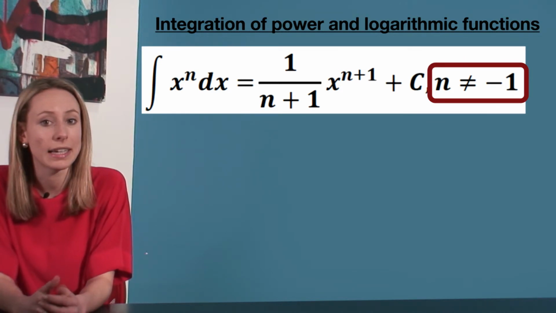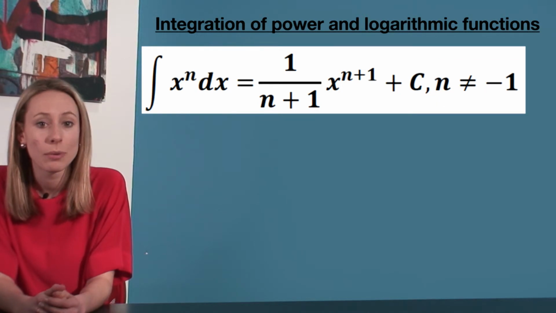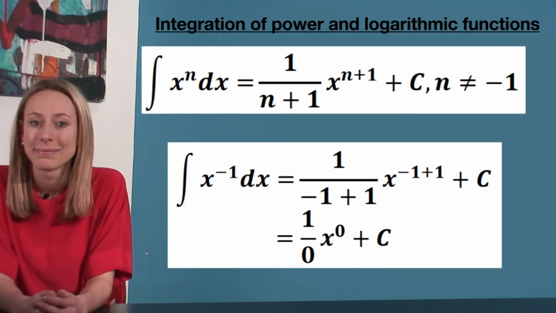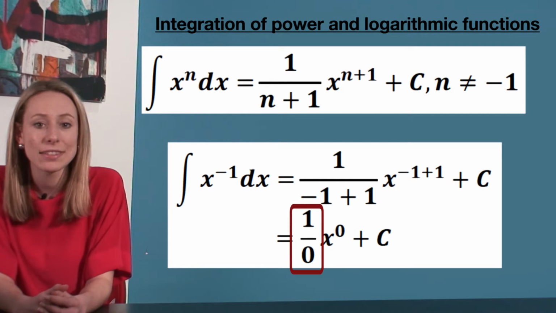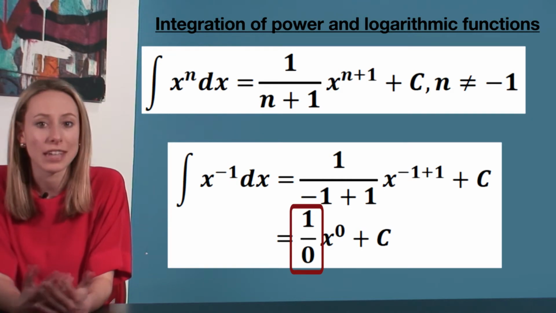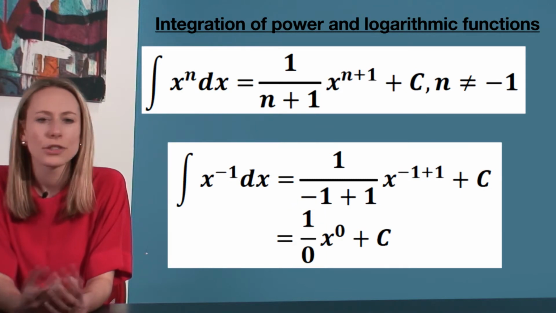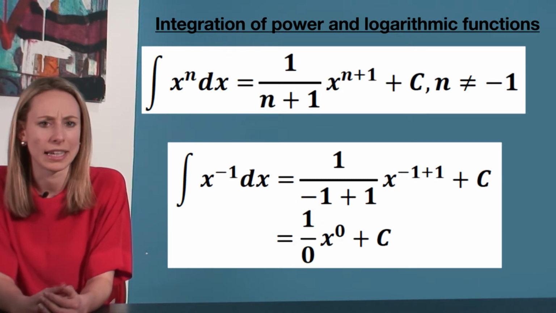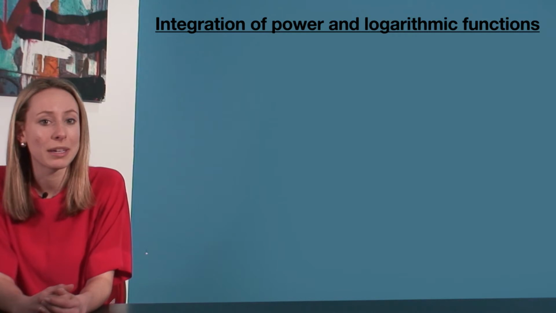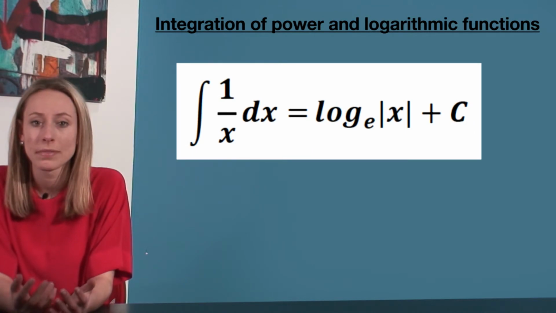If we did put n equals -1 into this formula, we would get this. As you can see, this gives us a 1 divided by 0, which is undefined, and therefore will not give us a result. So we need to find a formula that does work with -1, which is the logarithmic anti-differentiation formula, as seen here.